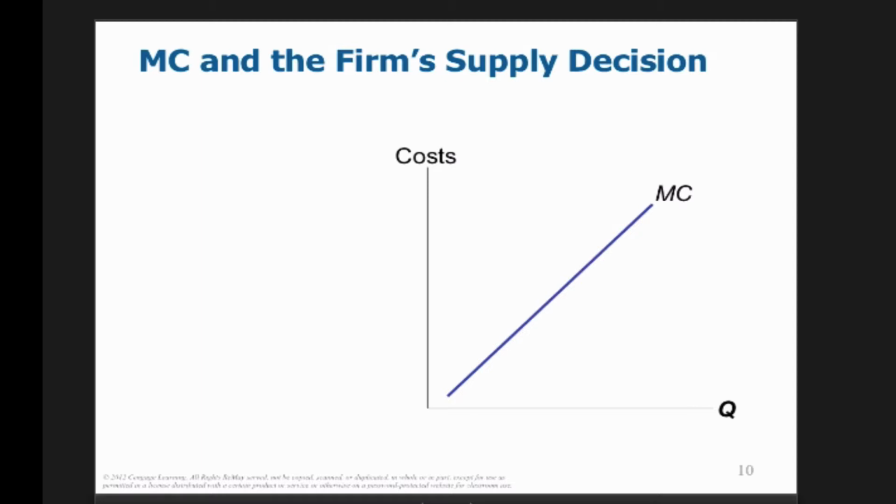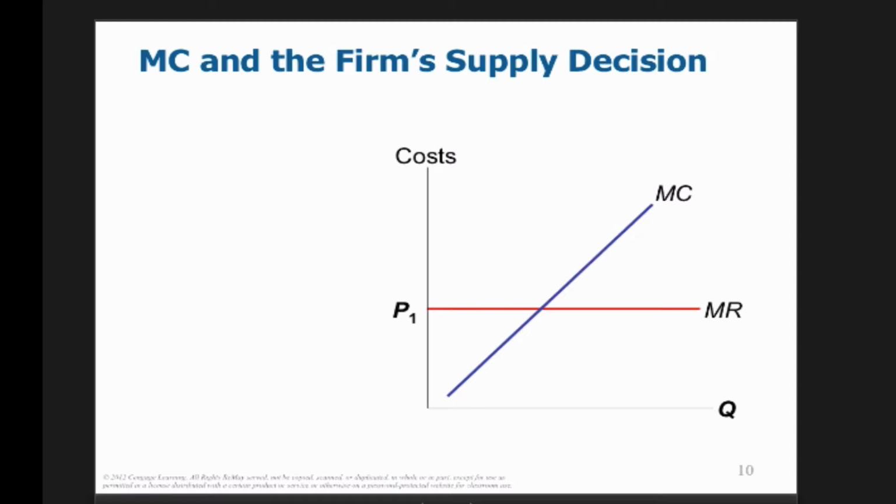Ah, the graph. Yes. Marginal cost swings straight up from the origin at a 1-to-1 slope. What's marginal revenue going to look like? It's going to be a straight line horizontal to the x-axis at the price.